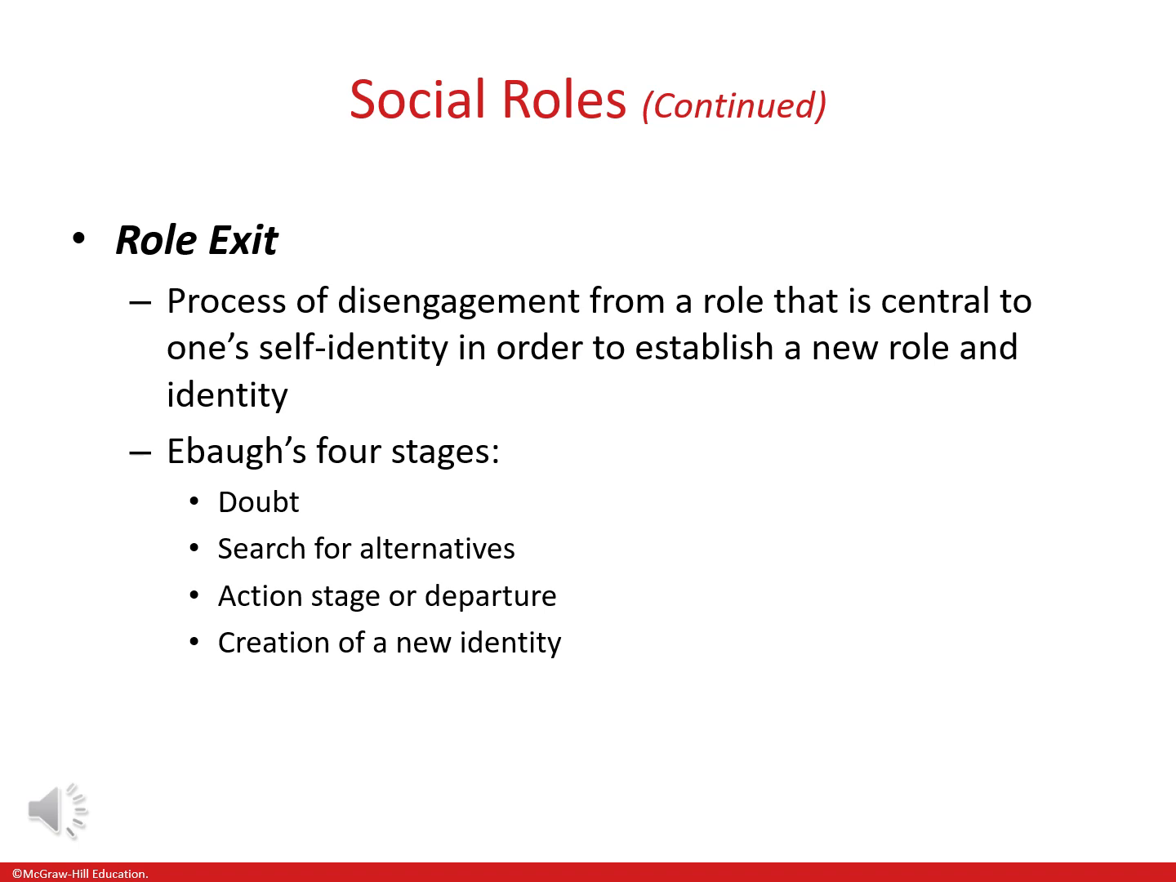Role exit. The person can start to disengage from their role. Ebaugh describes four stages: doubt, searching for alternatives, an action stage or departure, and then creating a new identity. An example of that could be somebody that is transgender. They have the person that they were before and then the person that they are after. A lot of family members or friends might have an issue because they're used to seeing this person in one light, as one person, versus the new person that they have become. And then parts of them are still the same.